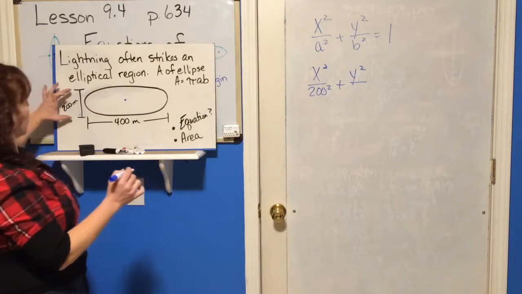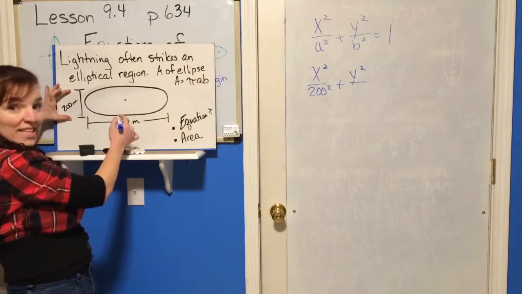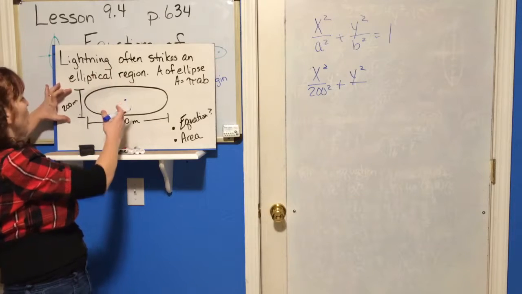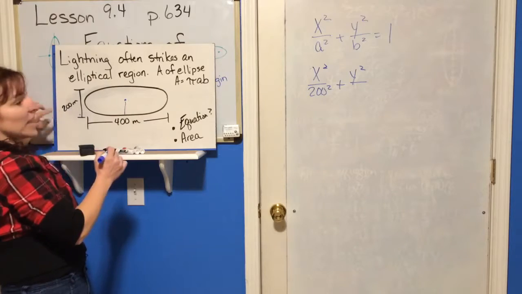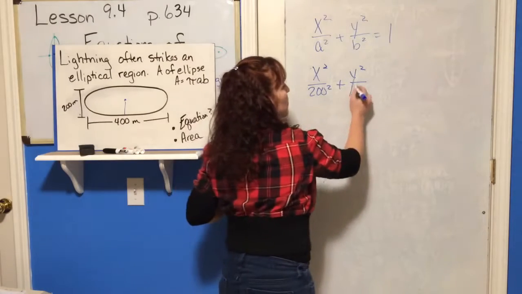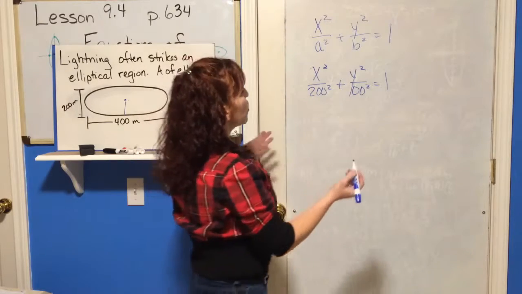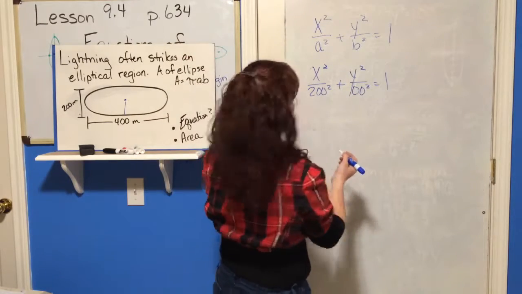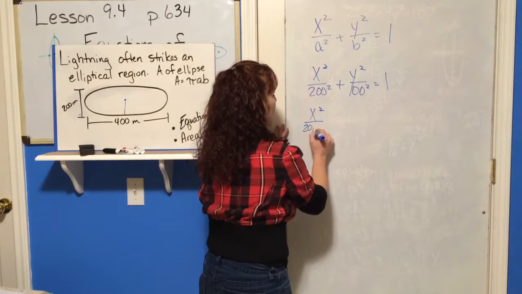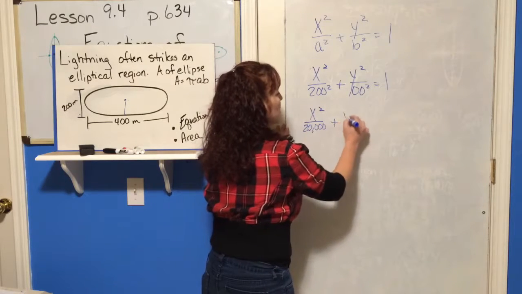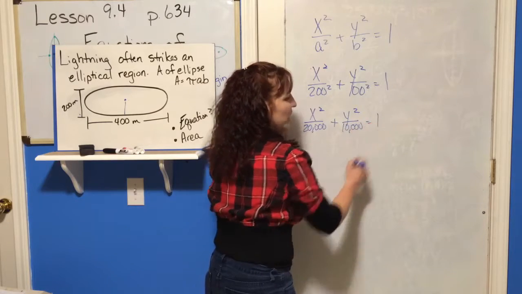And then the b is going to be half of the 200 because it's 200 all the way across the ellipse, or all the way up and down. All the way across the ellipse is 200. So halfway across the ellipse is 100. All right. So then your final equation would either be just this, or x squared over 20,000 plus y squared over 10,000, and that equals 1.